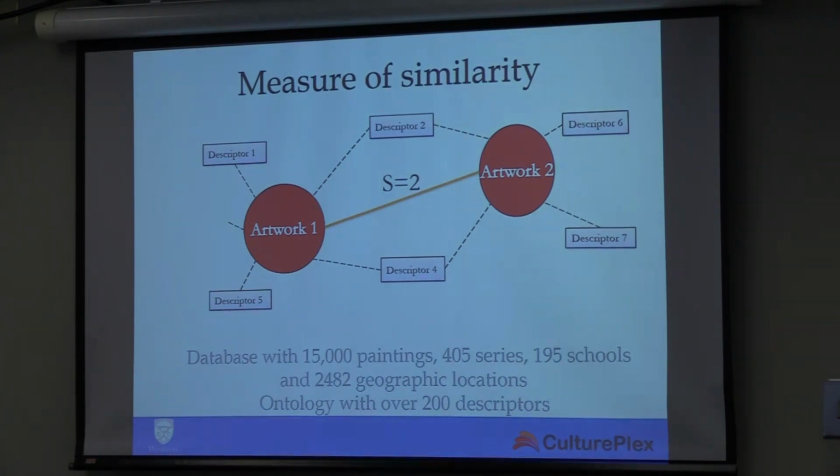Because if they have only 2 or 3 descriptors in common, probably it means that they are both oil on canvas, and maybe there are the same figures or the same colors. That doesn't tell you much. So what you need is a higher threshold, like 5, 6, 7, 8 descriptors together.